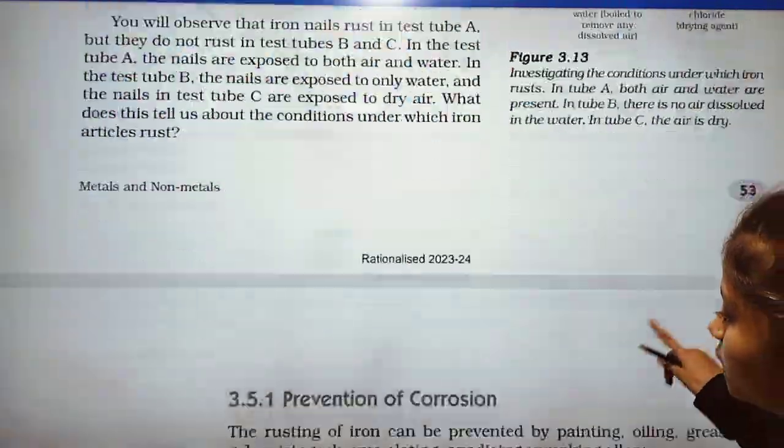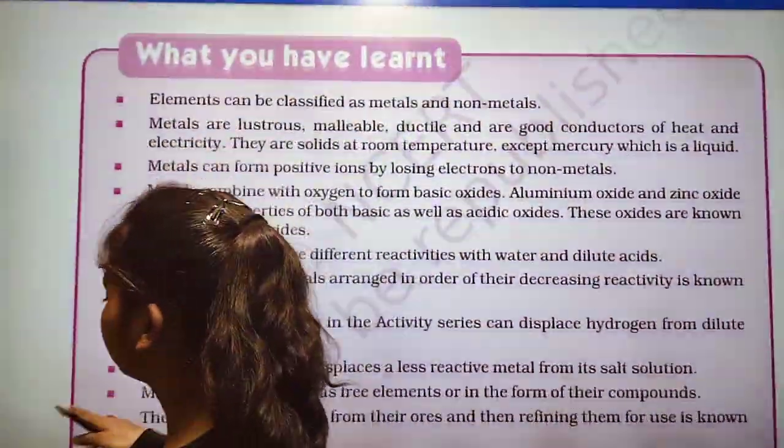Now the next chapter is carbon and its compounds.